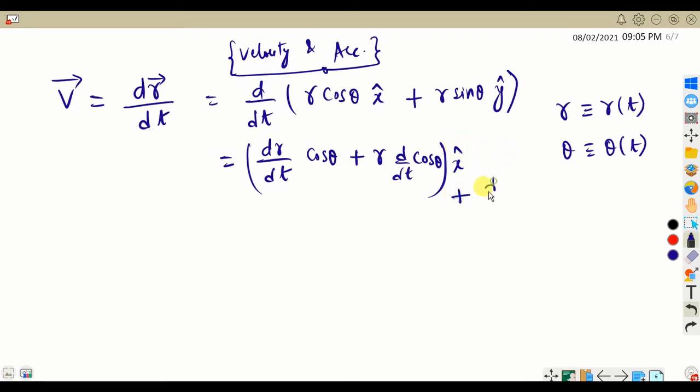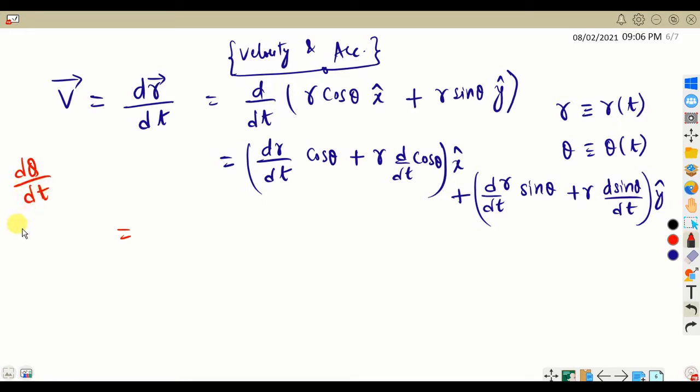Similarly we can do here d by dt of r sin theta, plus r d sin theta over dt, times y hat. Good. So far is good. Now if there is any quantity and its derivative with respect to time, I am going to use the notation q dot.